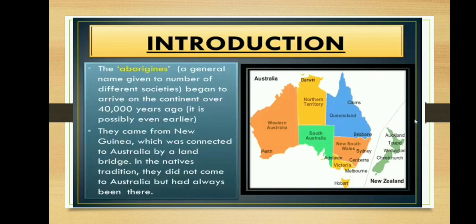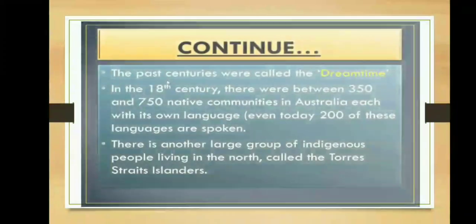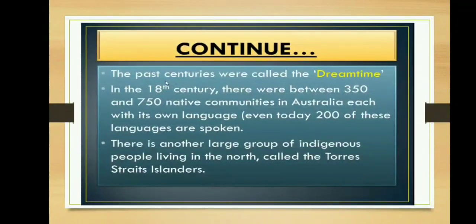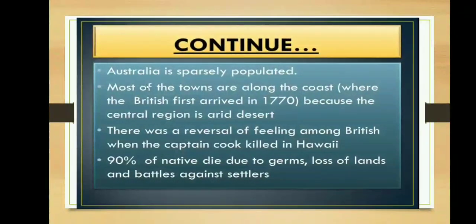That means they don't accept that at any time they came from anywhere. They just believe that they have always been there. The past centuries were called the dream time. In the 18th century, there were between 350 and 750 native communities in Australia, each with its own language. Even today, more than 200 languages are spoken in Australia. There is another large group of indigenous people living in the north who are known as Torres Strait Islanders. So these are basically the original people belonging to Australia.